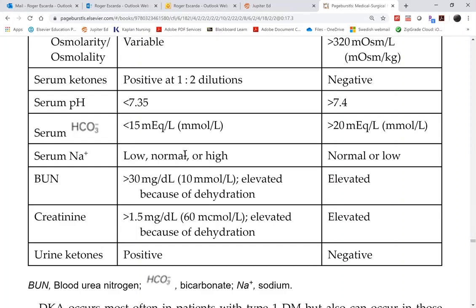Okay. The pH in DKA is acidotic. What's responsible for that is the ketones. I'll show you when we go to the pathophysiology. However, there's no such decrease in the pH in HHS because there is no or very little, if any, ketone formation.